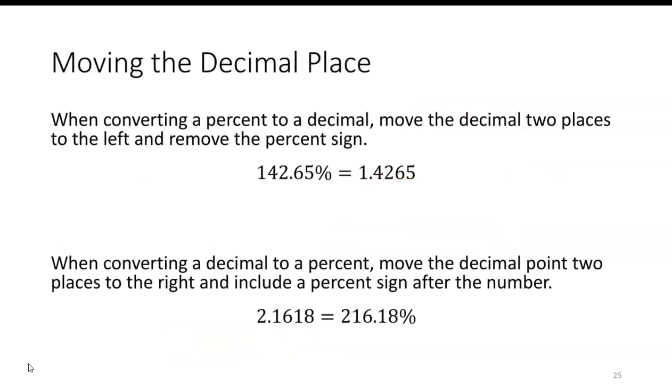When converting a percent to a decimal, you can move the decimal 2 places to the left and remove the percent sign. So 142 65/100% is 1.4265, because I took where the decimal was and moved it 2 places to the left. If you want to go from decimal to percent, then you do the opposite. You move the decimal 2 places to the right. That's where you're multiplying by the 100%.